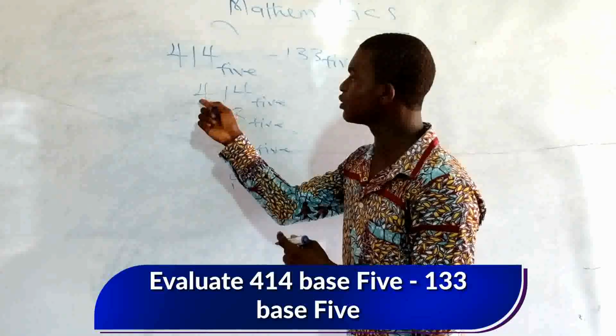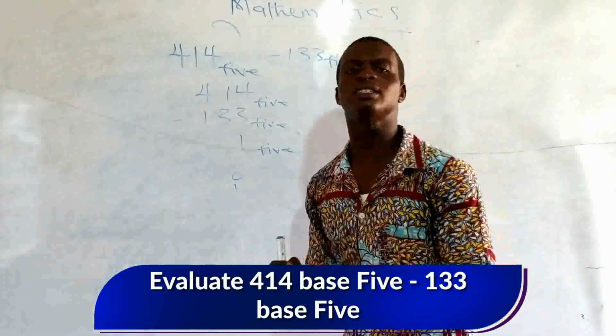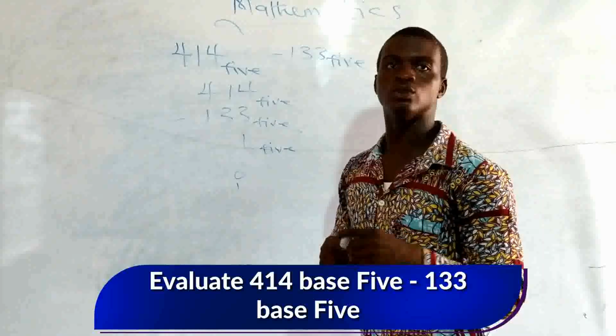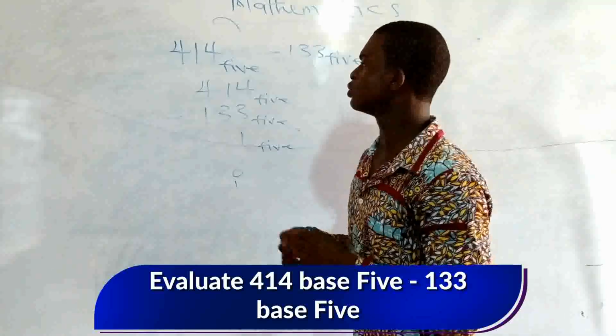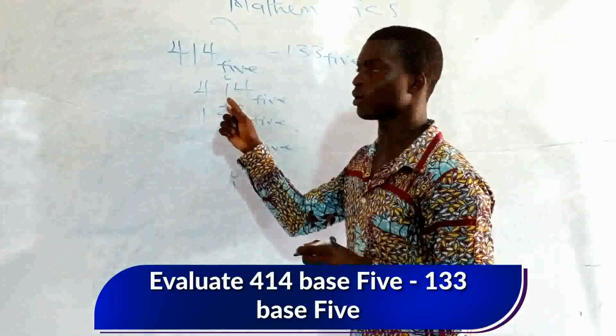And so we go over here to borrow. As in the decimal numeral, because it is in base 10, when you borrow 1, it is 10. Over here, it is base 5. And so when you borrow 1, it is 5. And so you add it to this, of which it will make it 6. So over here is now 6.